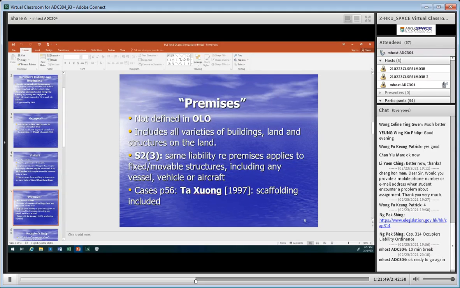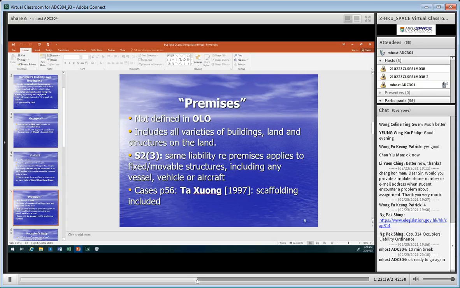Good question. Again, not defined in the OLO. Funny word, premises, isn't it? It really means sort of buildings, but it includes all varieties of buildings, land, and structures on the land. But interesting, section 2, sub 3 does say the same liability about premises applies to fixed or movable structures, including any vessel, vehicle, or aircraft. So I remember when I was a trainee solicitor, I was asked to advise on whether somebody who was injured on a boat in Hong Kong could claim in occupiers liability. Well, there's your answer in section 2, sub 3. It includes any vessel, vehicle, or aircraft.